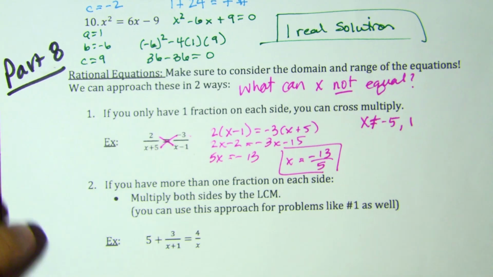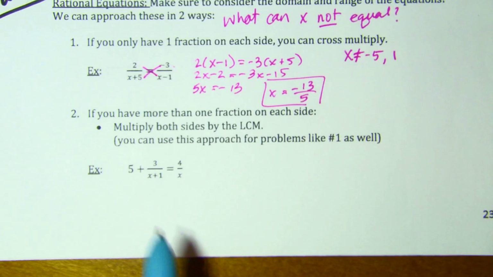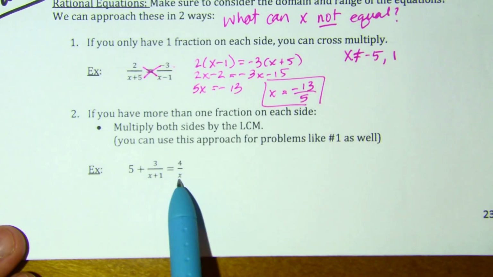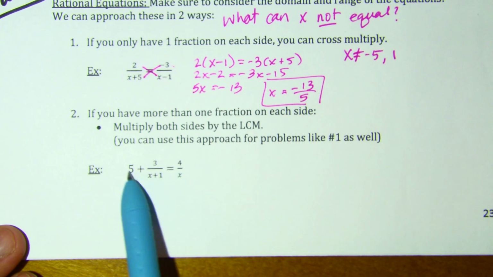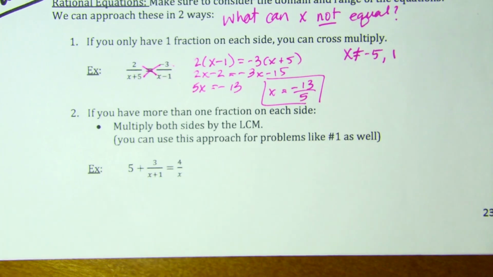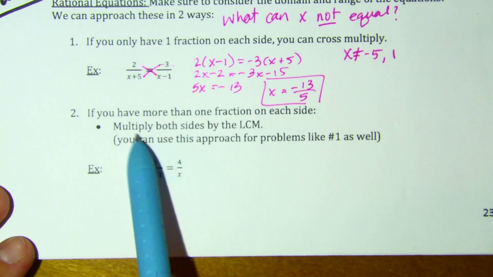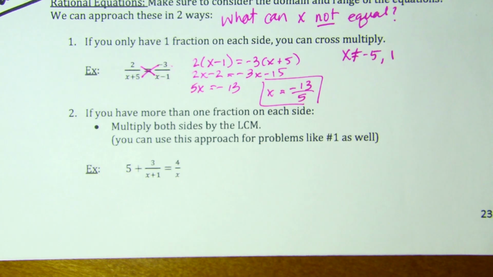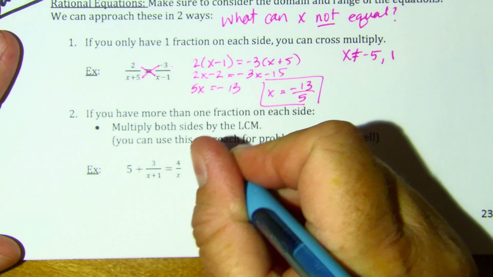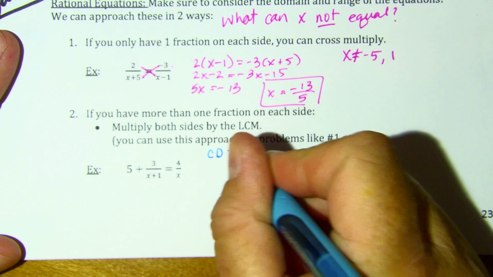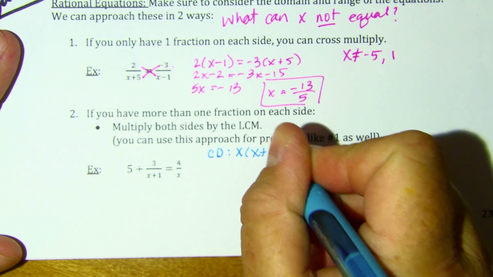Now, the other type of rational equation we can look at is if we don't just have one fraction on each side. So I only have one fraction on this side, but on this side I have this fraction, and I also have this other term over here. If you have that scenario, then what we're going to be doing is multiplying both sides by the least common multiple, or in other words, the common denominator. And the common denominator here would be x times x plus 1.